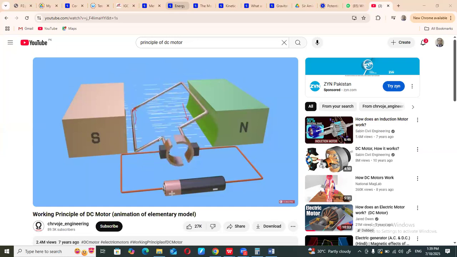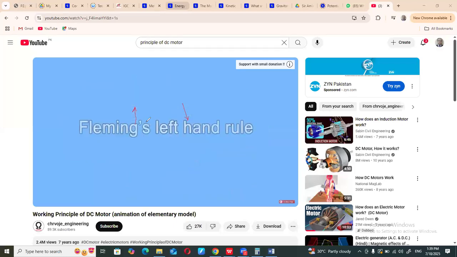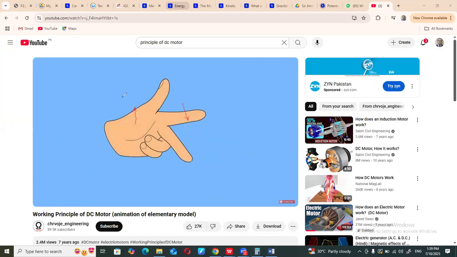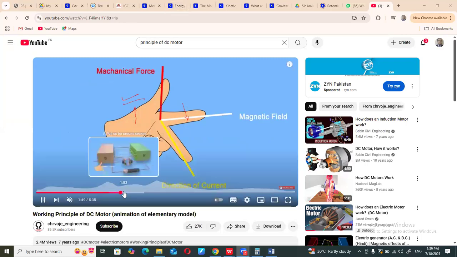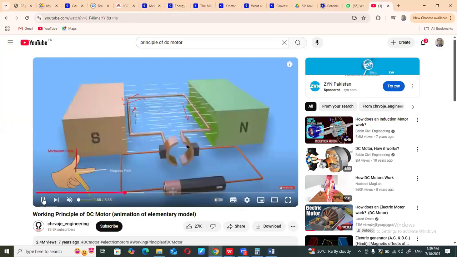rotate. Now, how do you tell that this armature rotates in the clockwise direction? That is given by Fleming's left-hand rule, as I just told you. Now, how do you apply Fleming's left-hand rule here? Check it out. Now, this is very interesting. Here, the direction of current is upward, and the north is on that side, south is on this side.